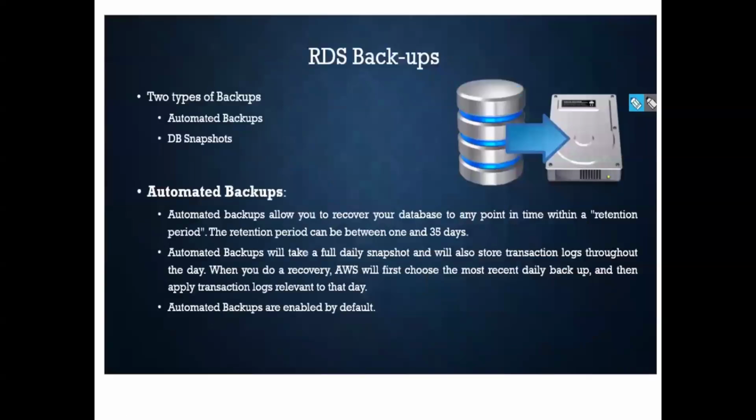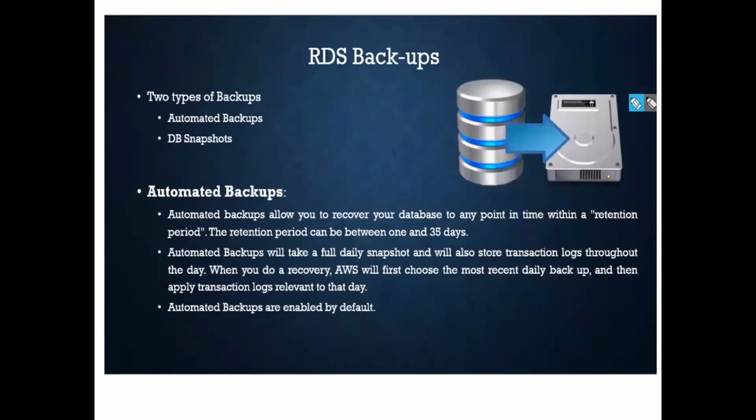We already understood about backups. Backups are very important because even if the database crashes, we can recover the database with the help of a backup. So in RDS, we have two types of backups. One is automated backups and the other is DB snapshots. The difference is that with automated backups, we do not get involved in taking the backups. AWS will automatically take a daily snapshot, in an automated way.